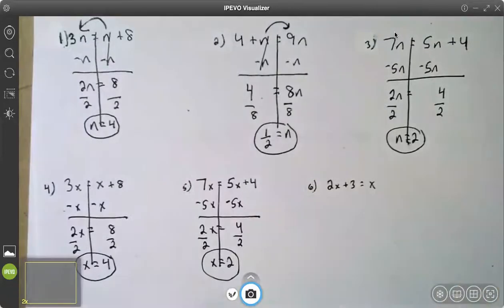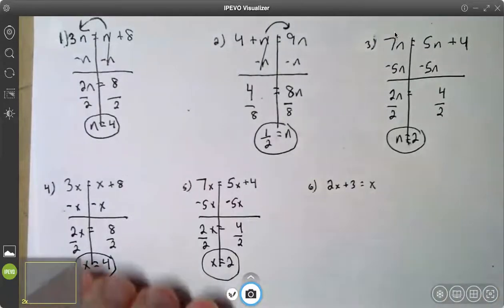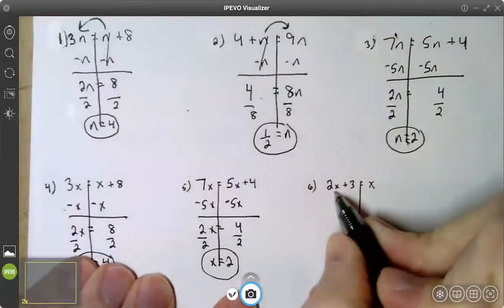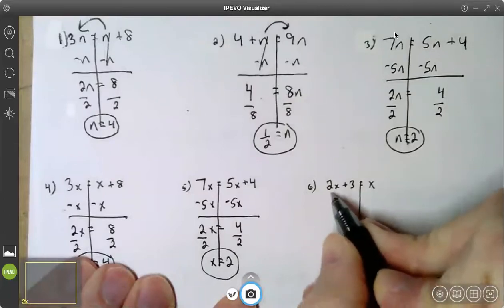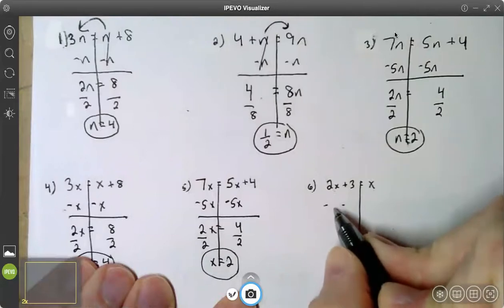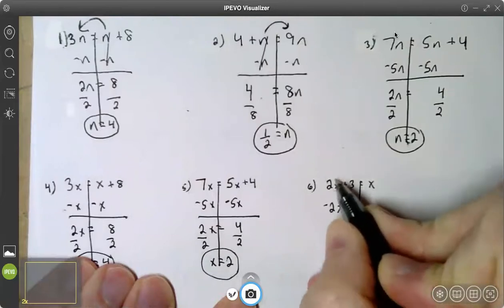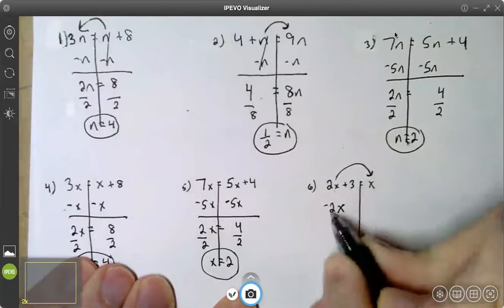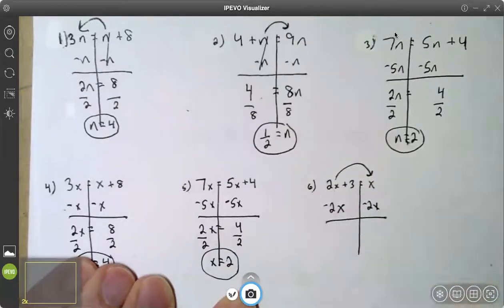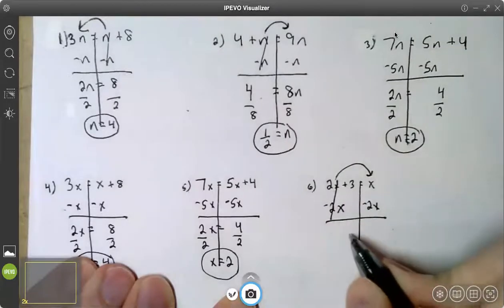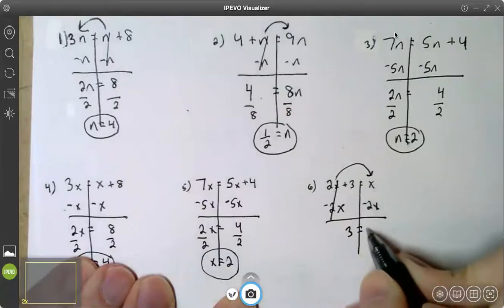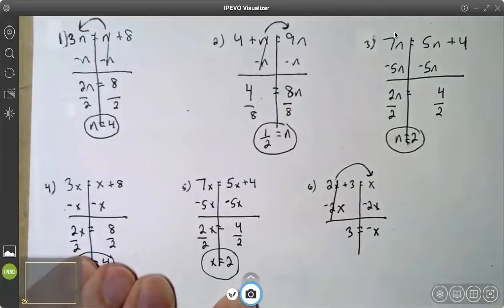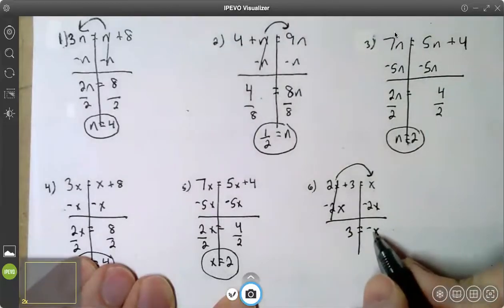Number 6. On number 6, variable on both sides, constant only on one. So to get rid of positive 2x and move it away from this constant, we need to subtract 2x from both sides. 2x minus 2x is nothing, leaves me with 3 equals, and 1 minus 2 or 1 plus negative 2 is negative 1x. Here's the first time we've had a negative x. Remember, that's understood to be a negative 1 right there. You don't have to write it, but it's understood to be there.